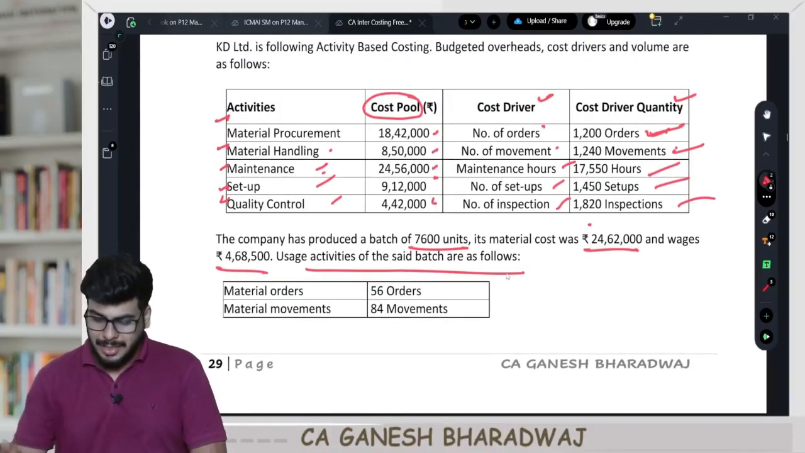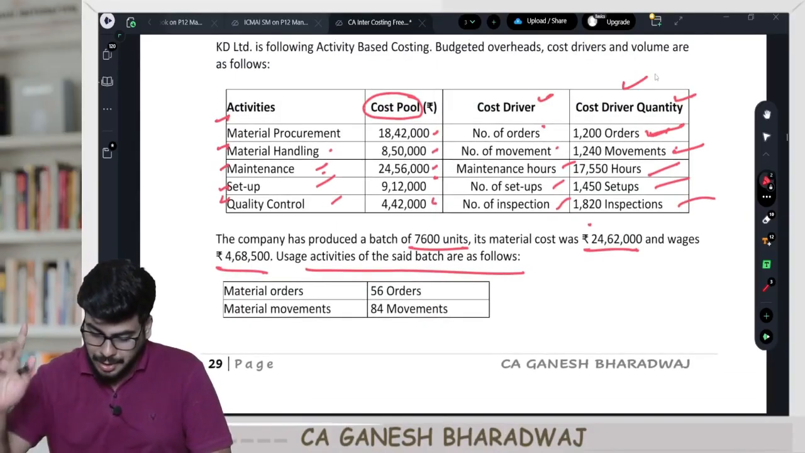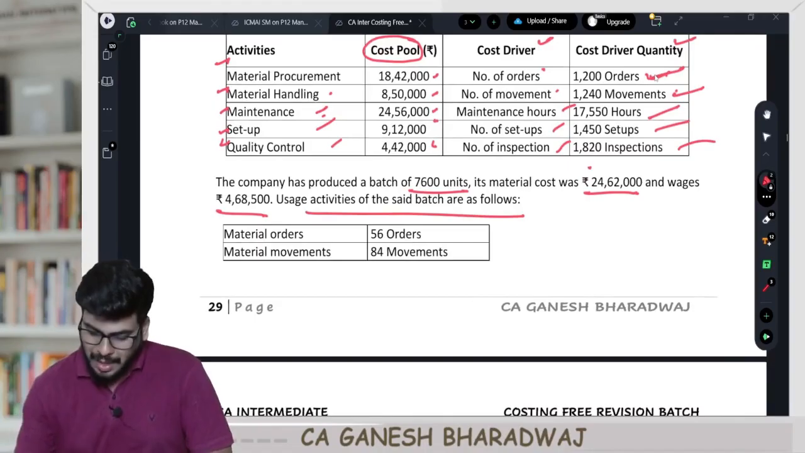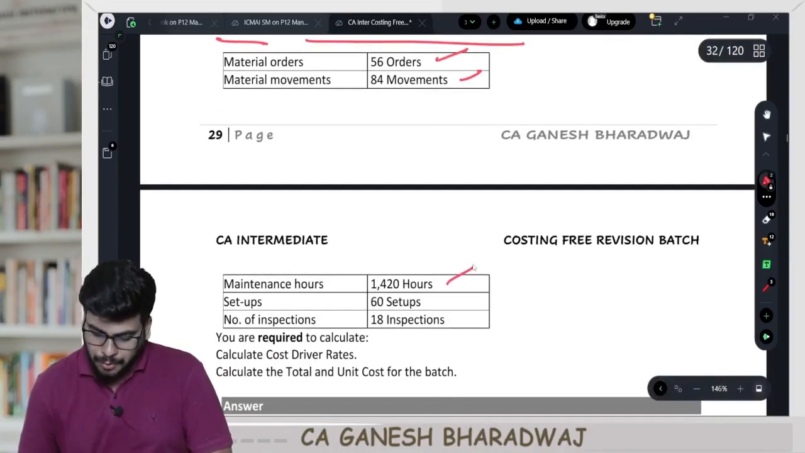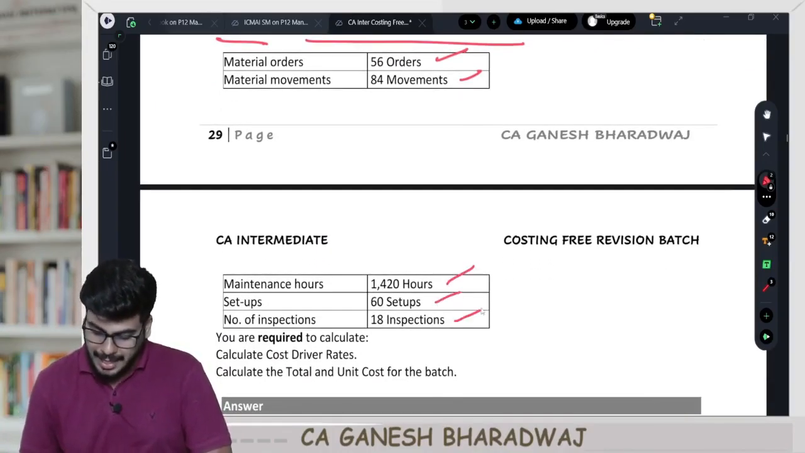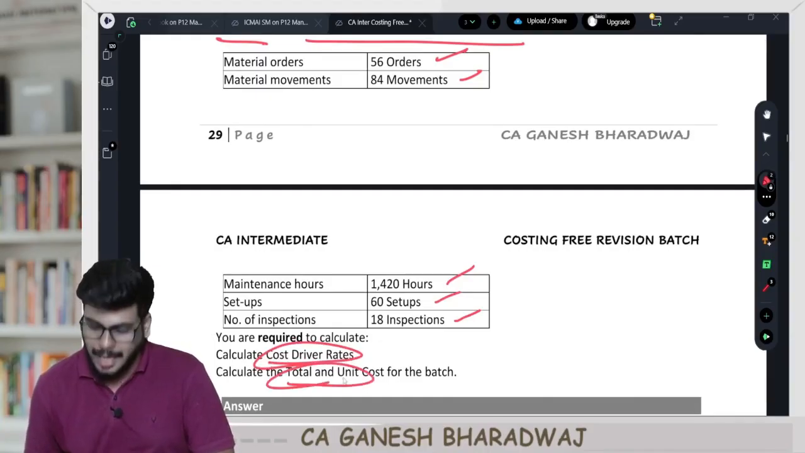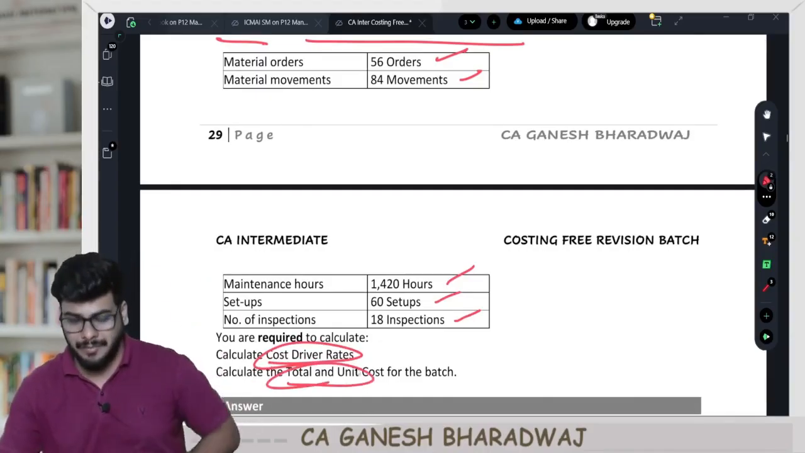So now all these cost drivers are for a year. Now what have they said here? For one particular batch, they have given the data. So material orders were 56, 84 material movements were done, 1420 maintenance hours, 60 setups, and 18 inspections. You are required to calculate the cost driver rates and calculate the total and the unit cost of the particular batch. Now guys, very simple.